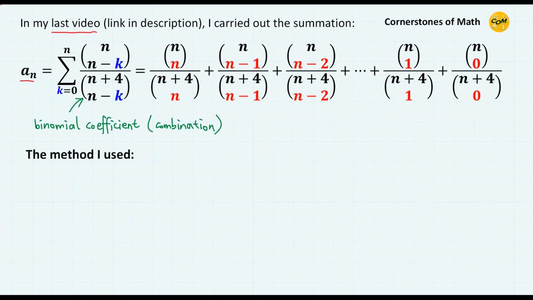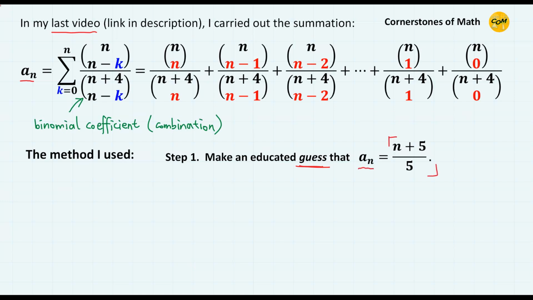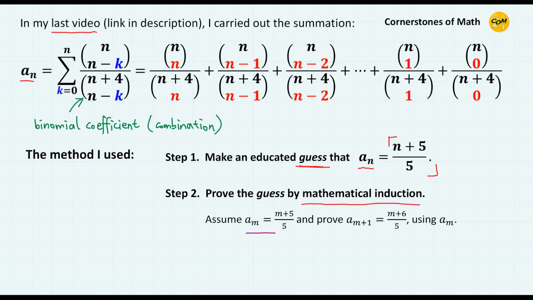In my last video, I used the following method. First, I essentially made an educated guess based upon either pure trial and error or algebraic manipulation. The guess was that maybe the summation a_n can be expressed as n plus 5 divided by 5 for all natural numbers n. And then I proved my guess in a logical manner using mathematical induction. Basically, we assume that a_m is equal to m plus 5 over 5 for some natural number m, and then prove that a_(m+1) is equal to m plus 6 over 5 using our induction hypothesis about a_m.